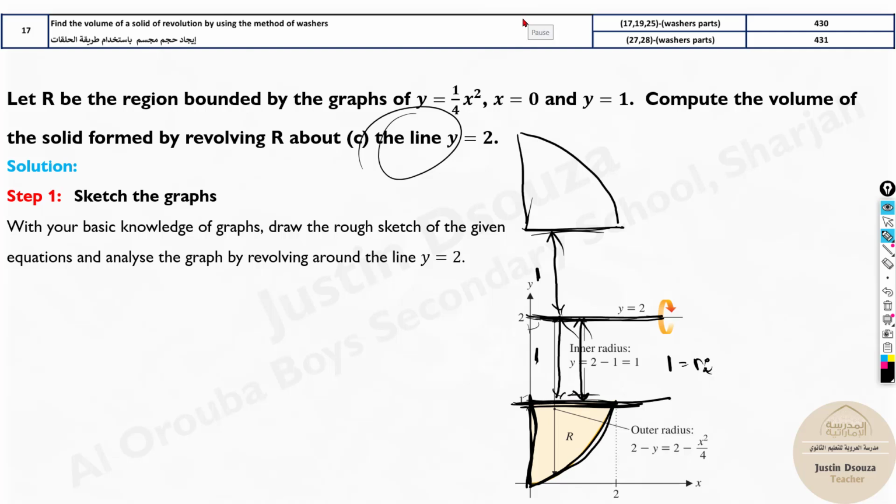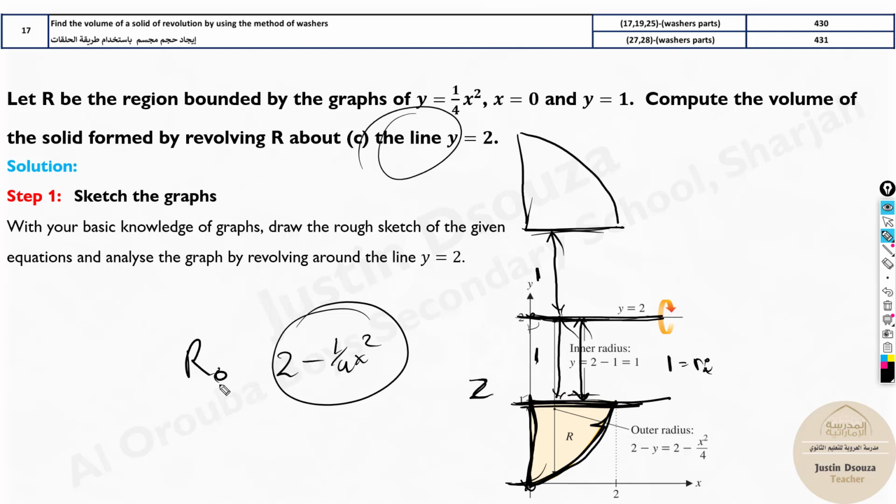Now the outer radius is very important. The inner radius is easy to find. Look from the point where it's being rotated or revolved. See the outermost point of the figure. It's still over here, right? What is this distance? We know from here where it's rotated, from this point to this point, it's 2. But you can see the curve is coming inside. So it'll be 2 minus whatever is this equation. That will be 2 minus, what's the equation of this curve? It is 1/4 x squared. So this must be the outer radius.